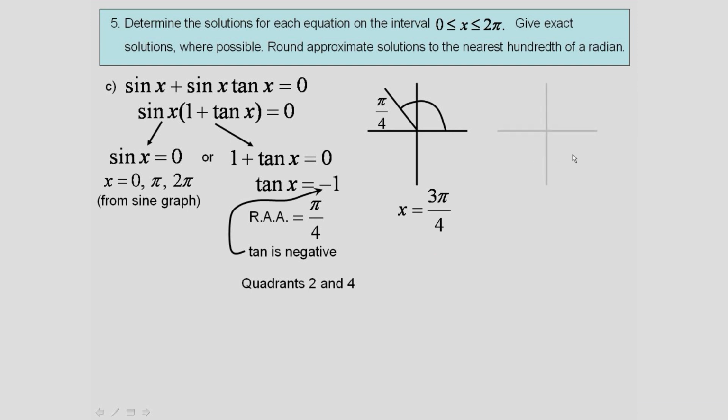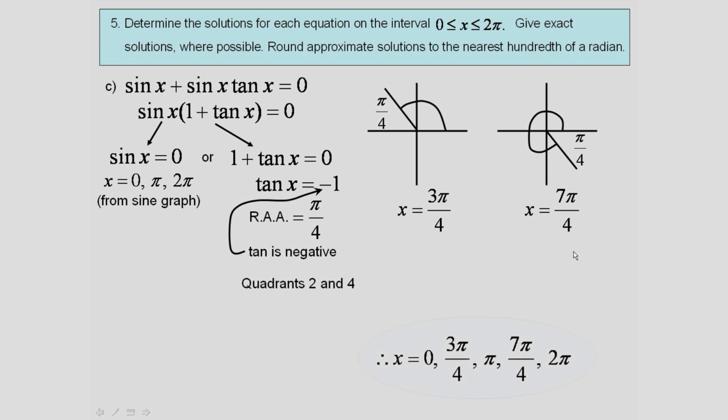Moving over to quadrant 4, terminal arm quadrant 4, related acute angle is pi over 4. We need to find the angle in standard position. How are we going to do that this time? Well, if we went all the way around, that would be 2 pi, but we want to subtract off pi over 4 to get us to here. So 2 pi, which is 8 pi over 4, minus 1 pi over 4 is 7 pi over 4. And there are your two possible answers.